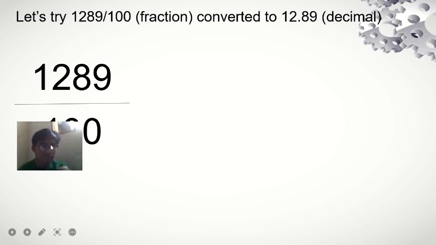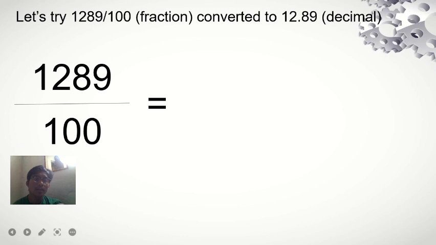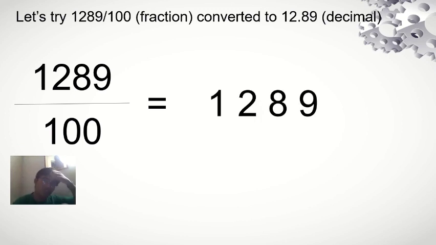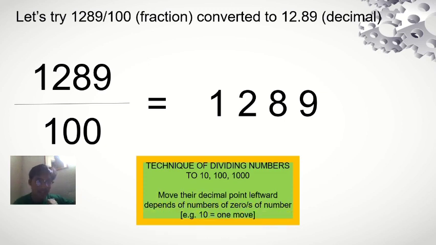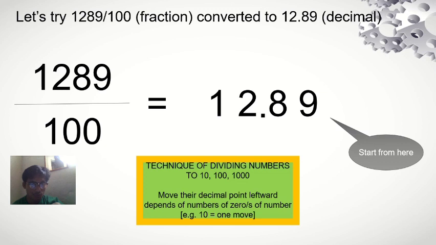So, it is equal. Now, since it is division by 100, situations like this are very easy. Why? The technique of dividing numbers by 10, 100, 1,000 is to move their decimal points leftward, depending on the number of zeros. Oh, I mean leftward. For example, 10 is equivalent to one move. Now, since 100, this is your decimal, start there. We have 1, 2. You noticed, that is right. One more. Since 100, one, two.